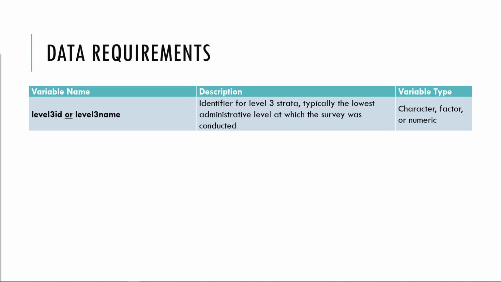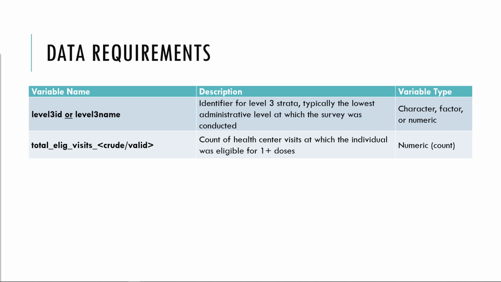The next required variable is a total eligible visit counter that tallies how many times each child visited a health center and was eligible to receive at least one vaccine dose at that visit. You'll notice that this variable can have the suffix crude or the suffix valid. We've discussed in earlier videos that the VIQI software and this MOV tool have two main ways of tallying vaccination eligibility and coverage. The difference between those crude and valid methods has to do with how early vaccinations are handled.